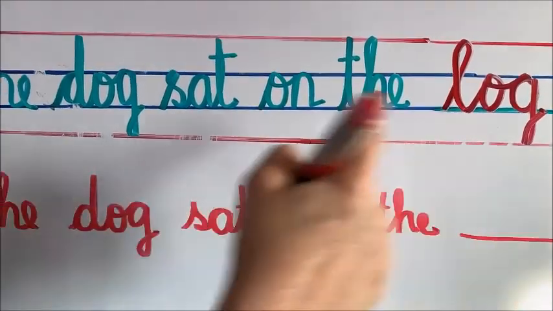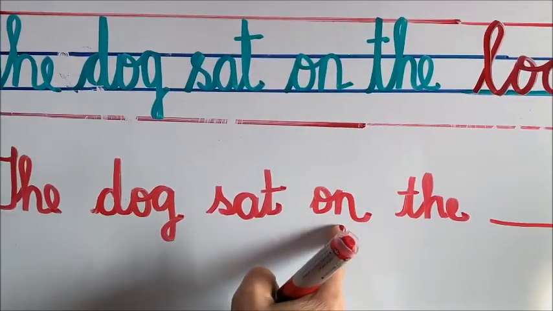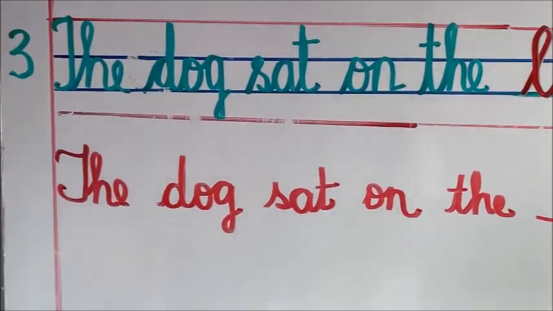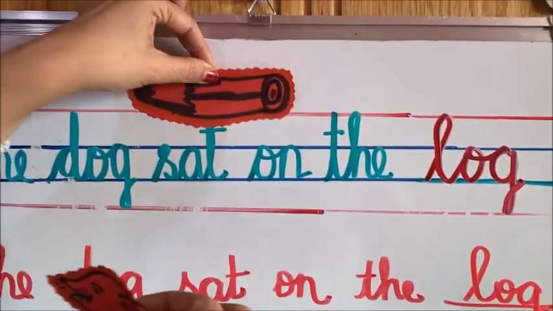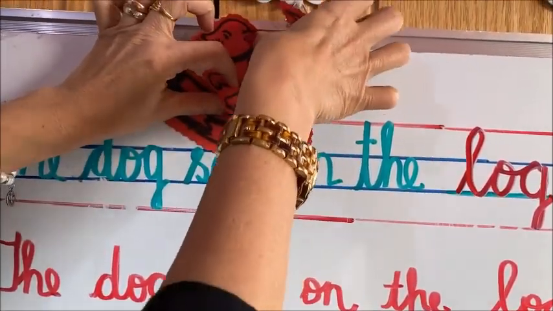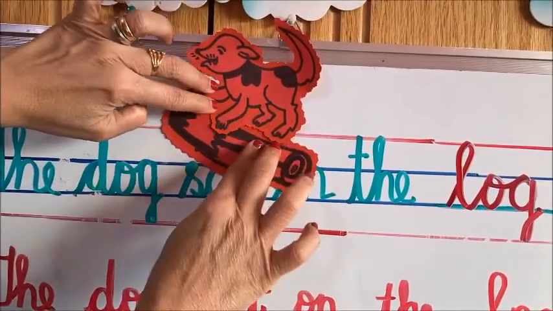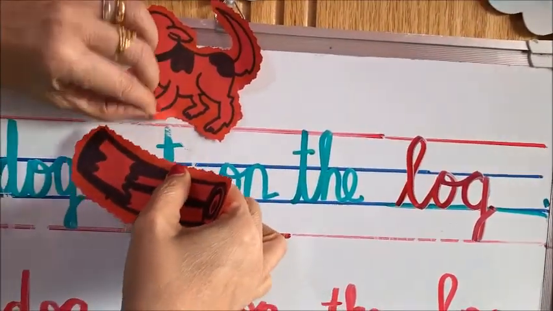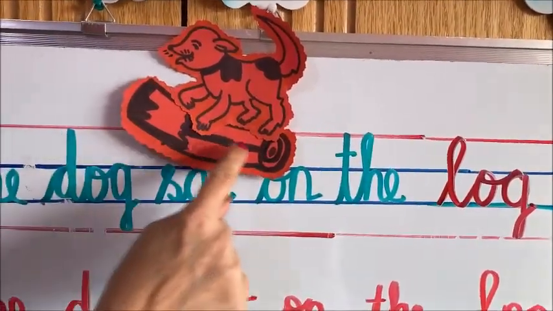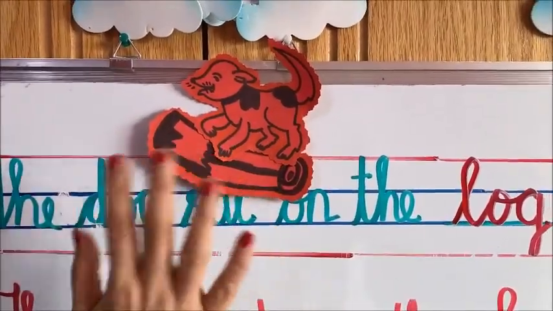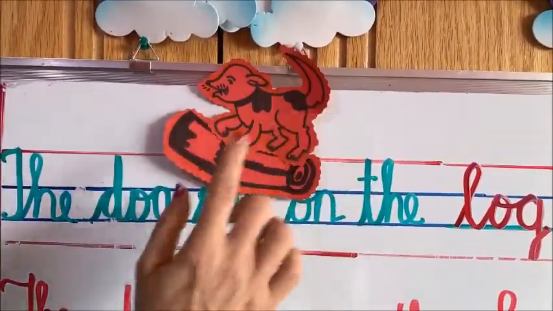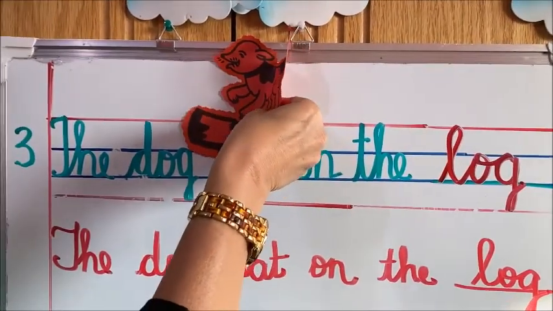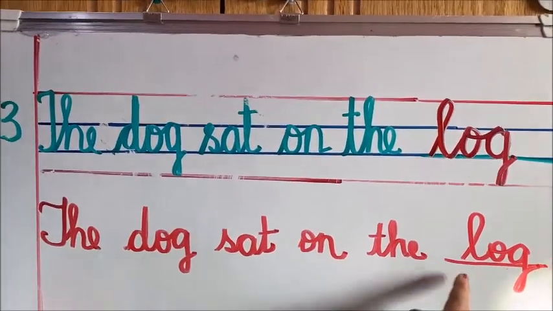Now read it before writing here. The dog sat on the log, isn't it? The dog sat on the log. I showed you that day. This is how the dog sat on the log. Where is the sticker? This is how. The dog sat on the log. But I won't be showing you the picture. You have to remember this. The picture is like this. The dog sat on the log. This is called the log. So without the picture, you have to write. I'm taking away the picture. So remember, the dog sat on the log.